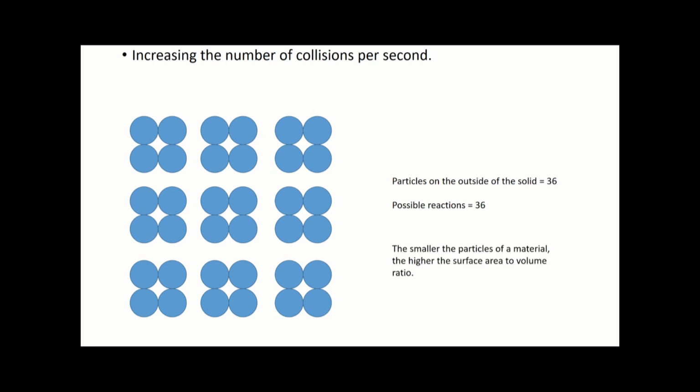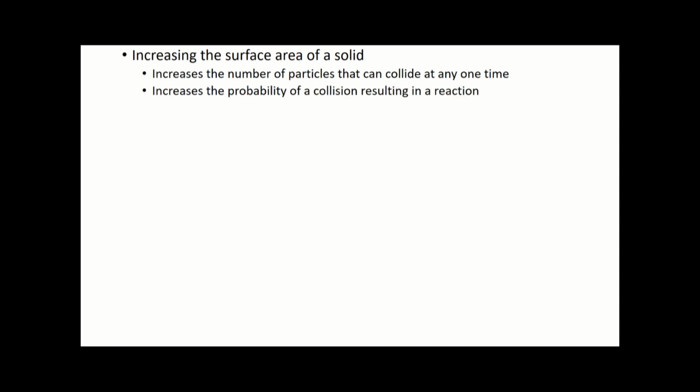So the smaller particles of a material, the higher our surface area to volume ratio is. Now, this is obviously in 2D, but remember that we're talking about 3D here, really. And so we've increased the surface area to volume ratio. So when we're increasing the surface area of a solid, we are increasing the number of particles that can collide at any one time. And therefore, we are increasing the probability of collision resulting in a reaction. And therefore, we're increasing the reaction rate.